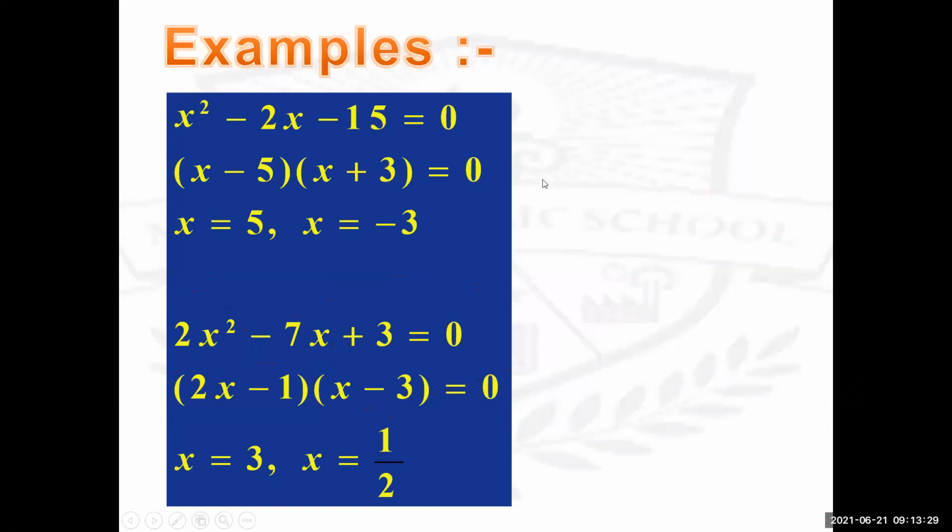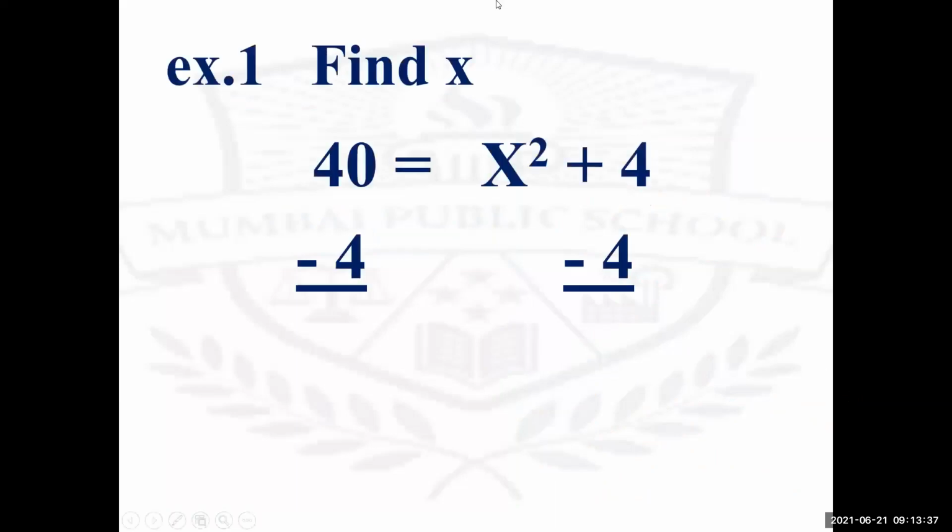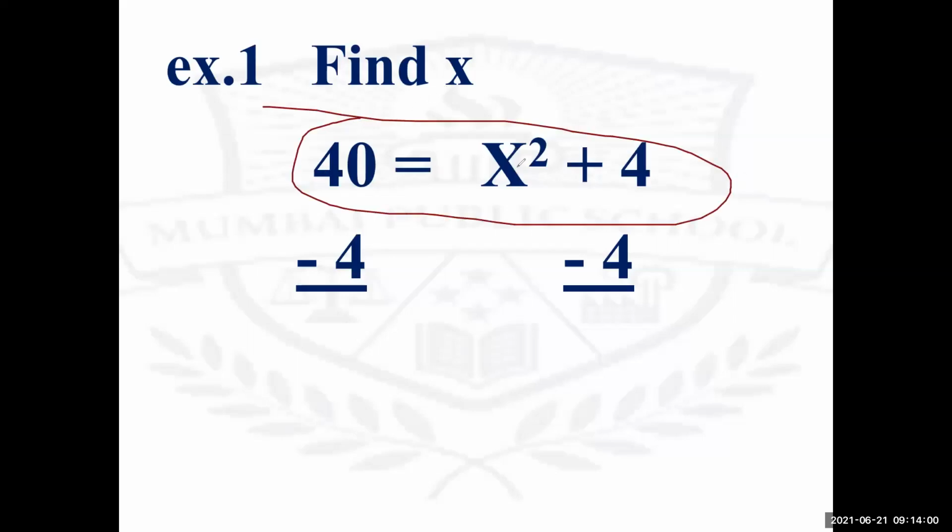Now, sometimes what happens is, instead of a trinomial, you'll be given a binomial. So here there won't be any middle term. Now check this kind of question. To find the value of x for this equation, 40 equals to x squared plus 4. Now this is not in the standard form, but still we can solve this.